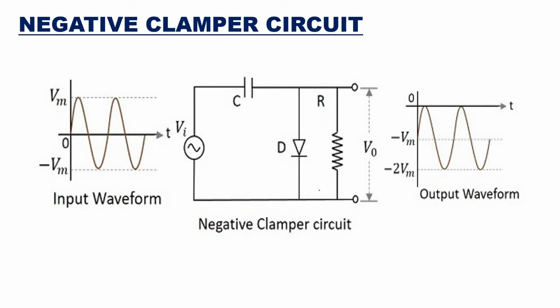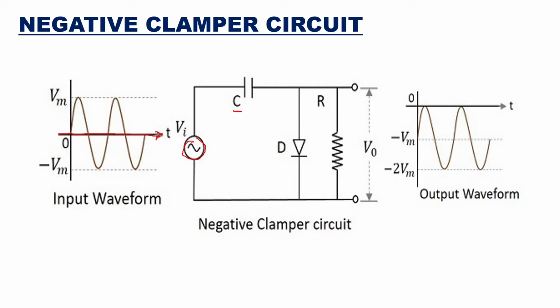Now, when we see the negative clamper, again you are seeing the input over here. So input is applied here, and you see that the capacitor is in series. The diode is in the position reverse to that of the positive clamper, and then you have a resistance, and here you are going to take the output voltage. Now here the input is given as positive and negative half cycles, and the center line is your 0 DC level, and we should see that the output comes to the negative side.